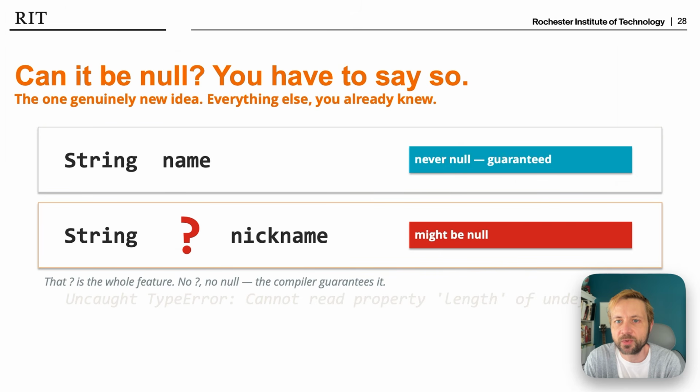So when you see a red squiggle that says something can't be null, 9 times out of 10, the fix is just adding a question mark to the type.